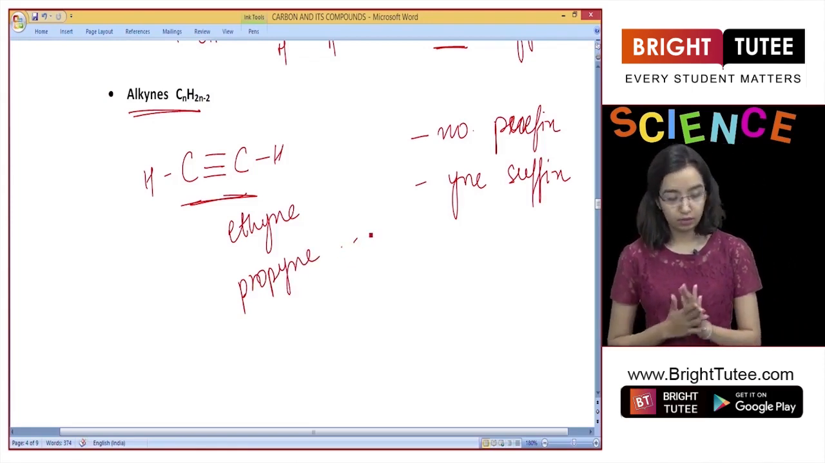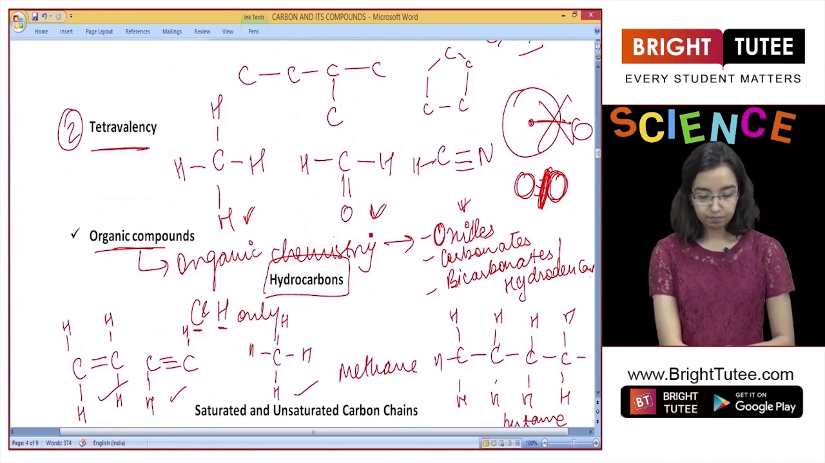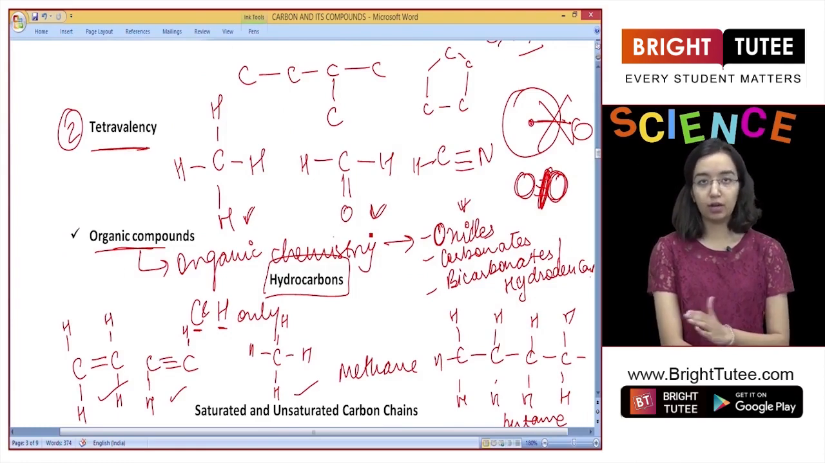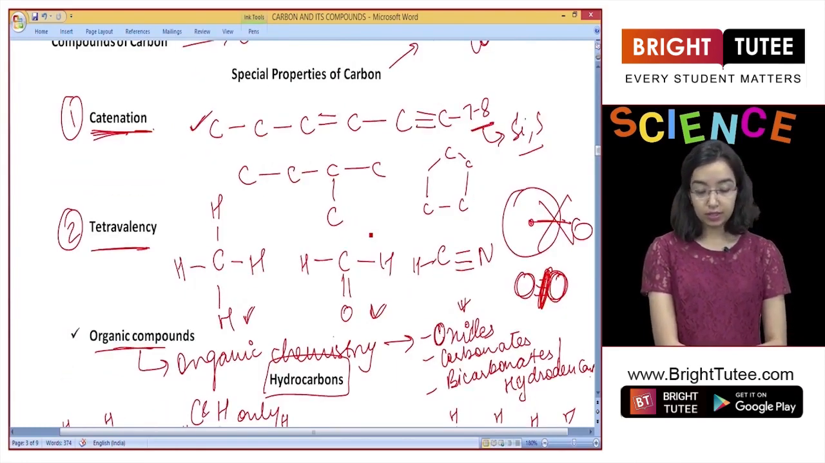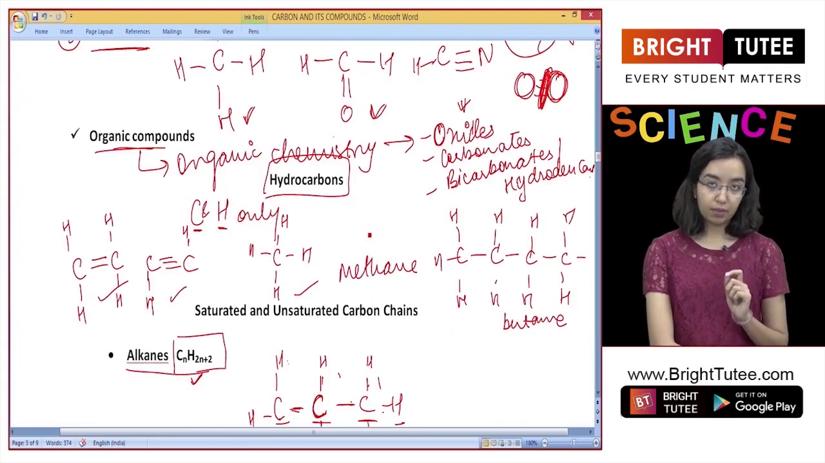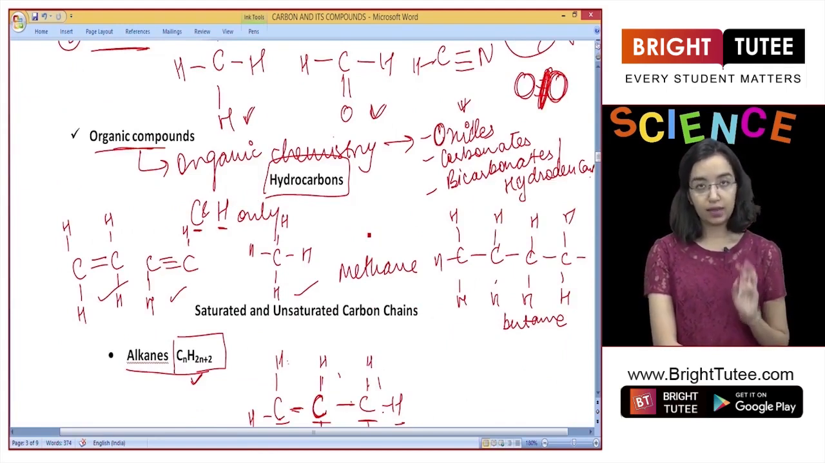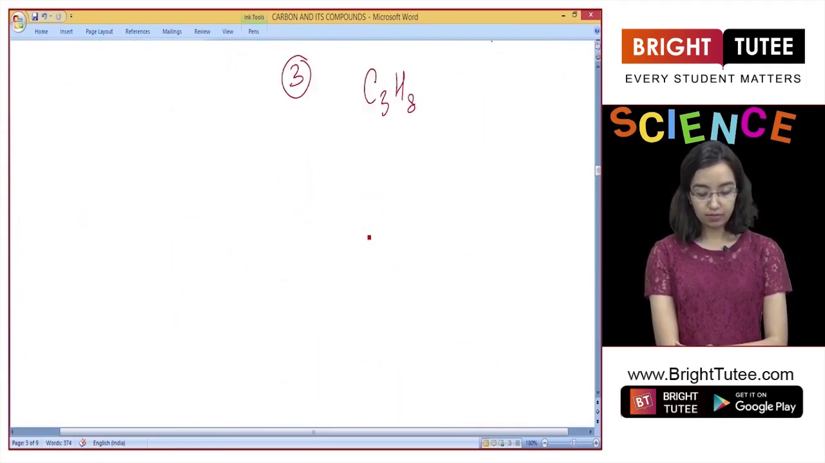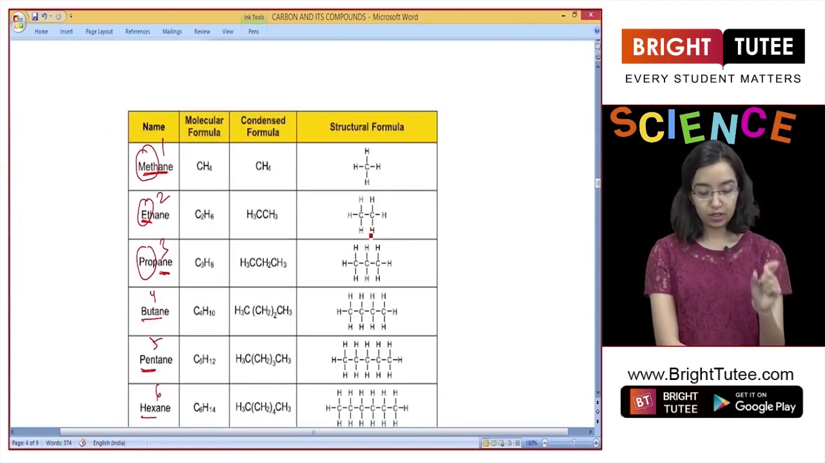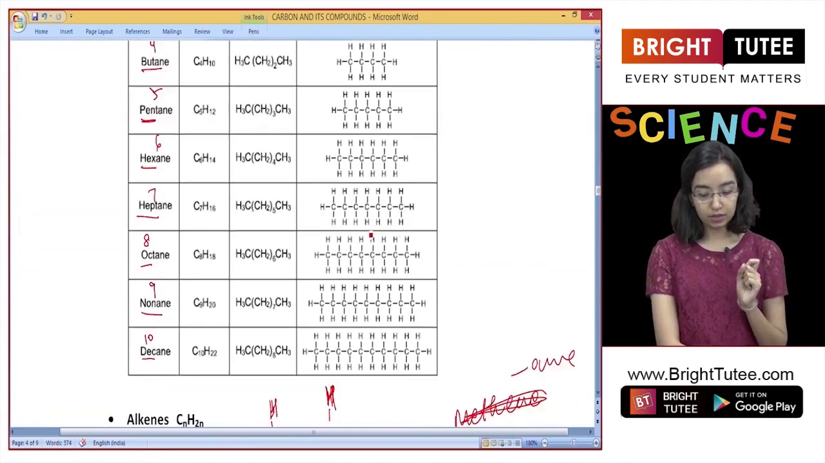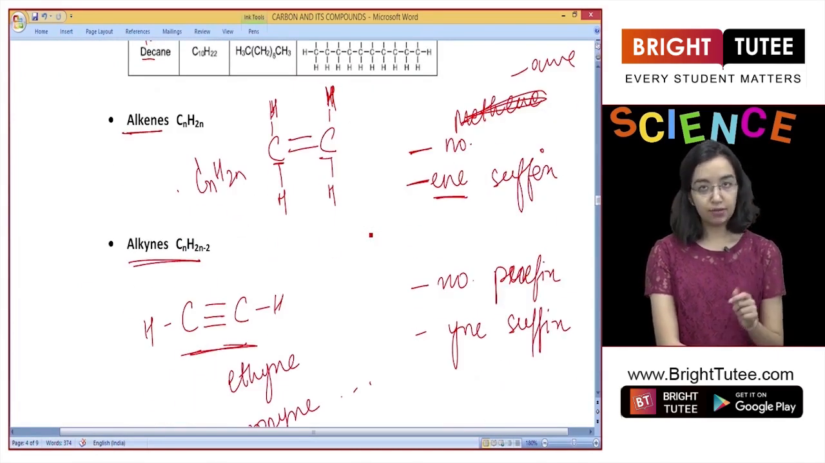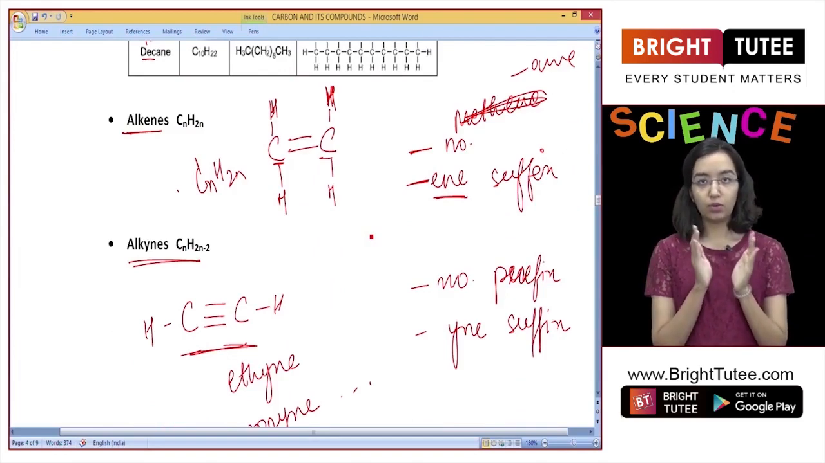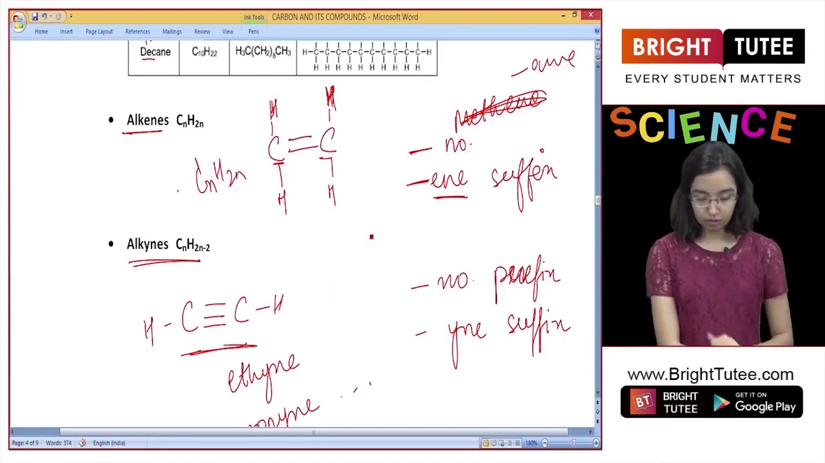So let's just revise what we have covered so far. We have discussed that carbon can exist in its pure form, and it can exist in compounds with other elements. It forms various compounds because of 2 properties: catenation and tetravalency. The first compound that we'll be studying, which is also very common, is hydrocarbons, and there are 3 types: alkanes, alkenes, and alkynes. Alkanes have single bonds between carbon atoms, and we've studied the different prefixes used to indicate the number of carbon atoms. Alkenes have double bonds and alkynes have triple bonds. The prefix remains common for all three, and the suffix changes. It's -ane for single bond, -ene for double bond, and -yne for triple bond.